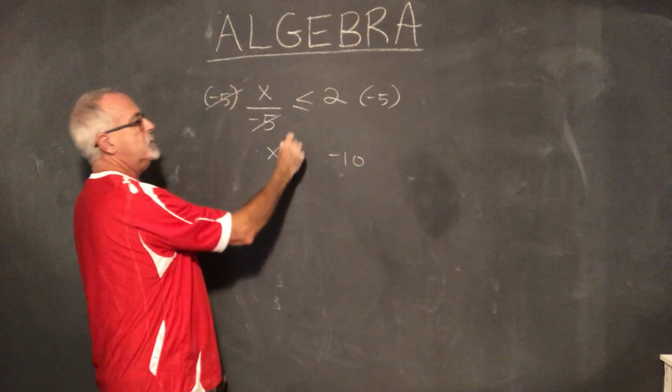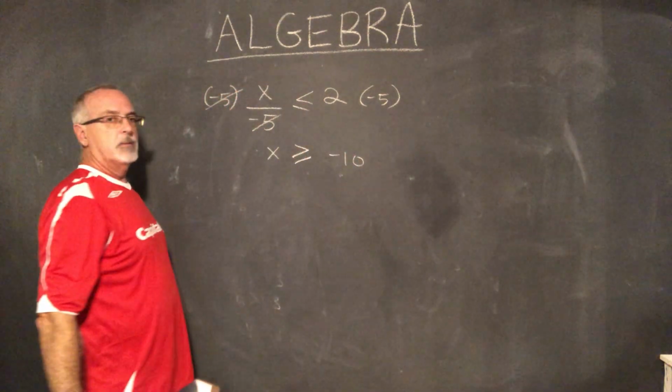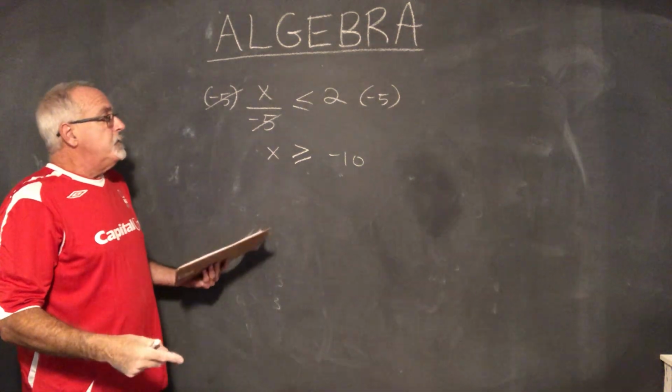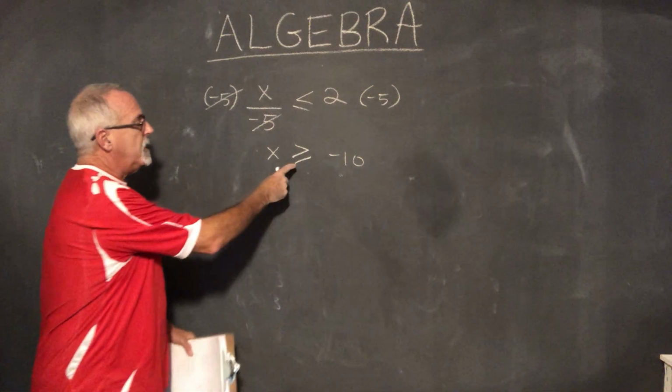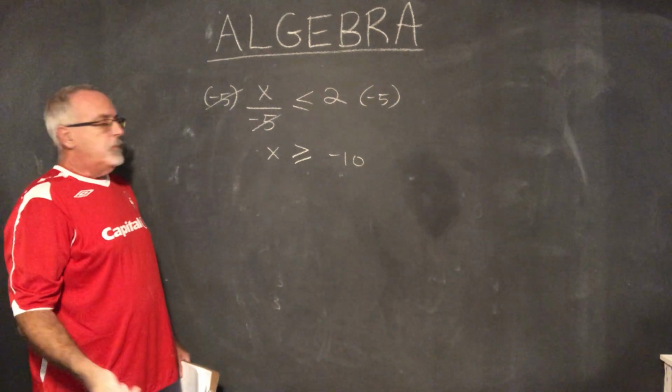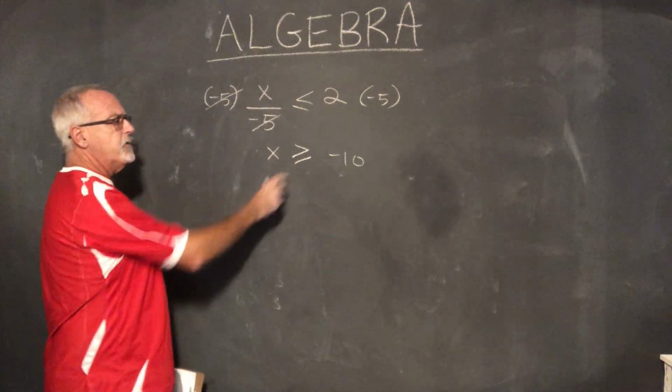I have to flip this backwards. Greater than or equal to instead of less than or equal to. Can we feel confident in this? A number that's greater than or equal to negative 10. Let's try to verify. We'll choose a number that's really obviously greater than or equal to negative 10.